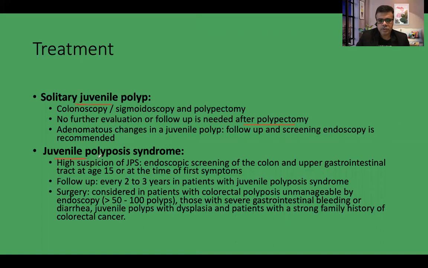Now coming to juvenile polyposis syndrome, here there are high chances of turning into malignancy. There can be transformation in the small bowel, even the stomach, and colonic adenocarcinomas have also been documented in patients suffering from juvenile polyposis syndrome. So screening of the colon and upper GI tract is recommended. Follow-up of the patients is required at every 2 to 3 years of interval.